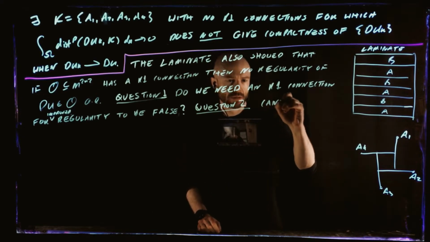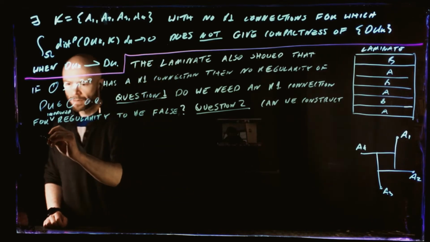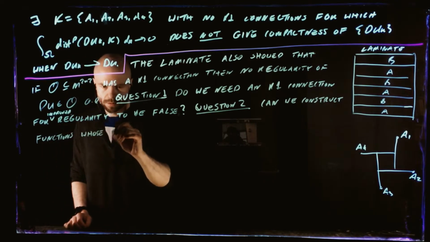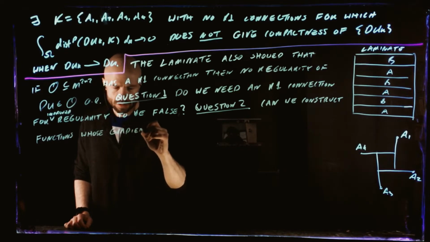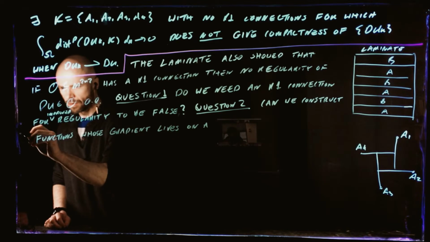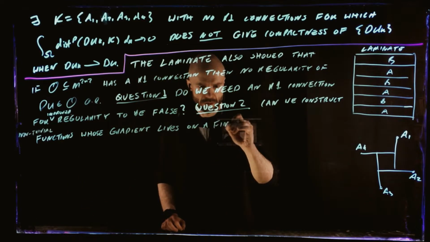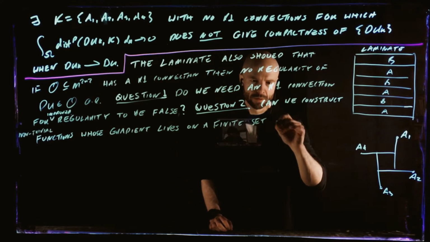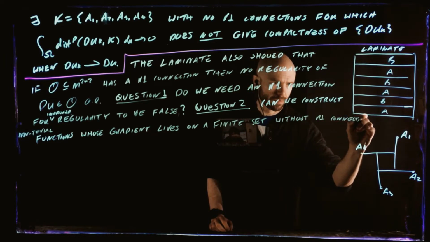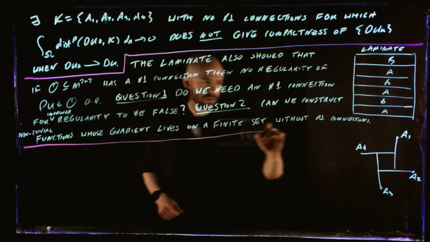Can we construct functions whose gradient lives on a finite set, non-trivial, without rank 1 connections? So it's a fairly related question. So why? Go ahead.